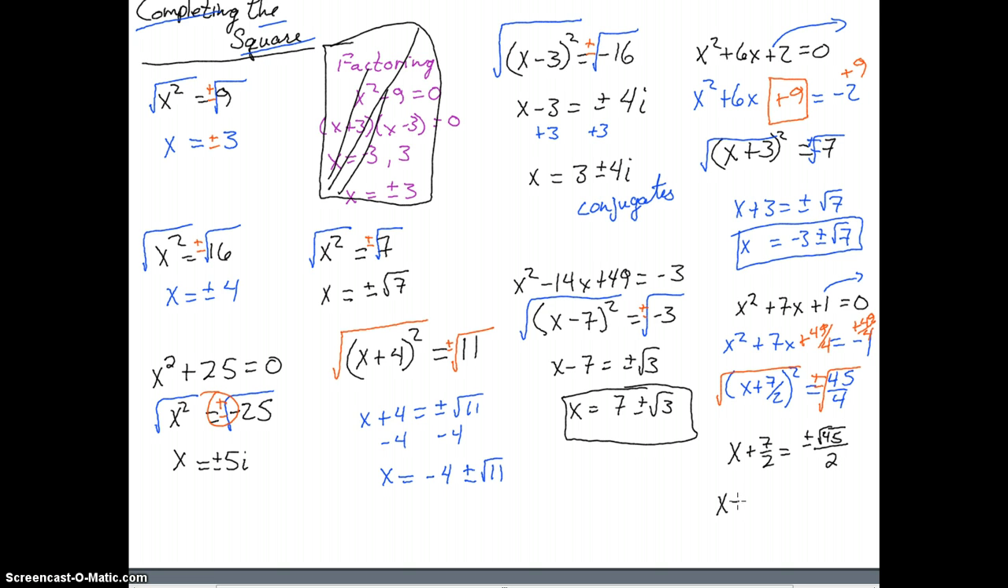So x equals negative 7/2 plus or minus. Now the square root of 45, this is 9 times 5 in there. Square root of 9 is 3. So simplify it down as much as you can. And you can write it all together like negative 7 plus or minus 3 square roots of 5 all over 2. If you want to add those two fractions together, that's perfectly fine.